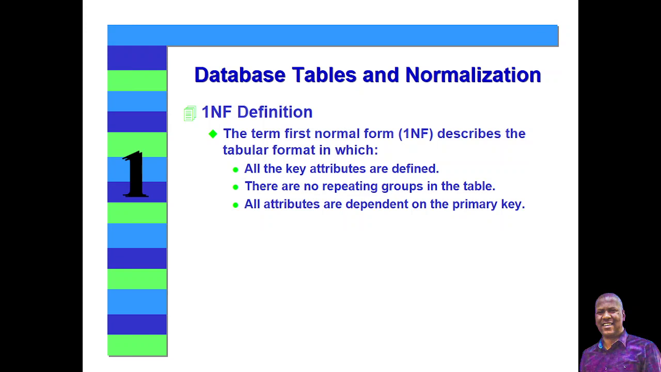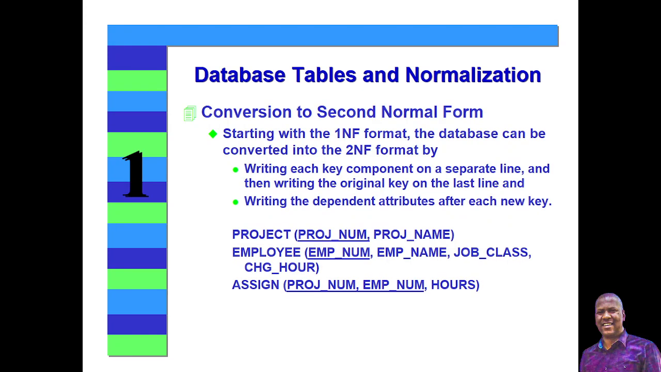So from that understanding, we can now establish that within the first normal form, all the key attributes should be defined, there are no repeating groups in the table, and also all attributes are dependent on the primary key. So I think that's what we had already looked at.